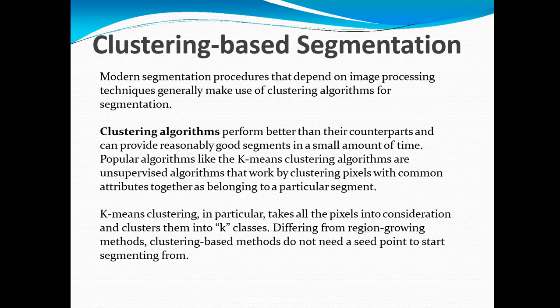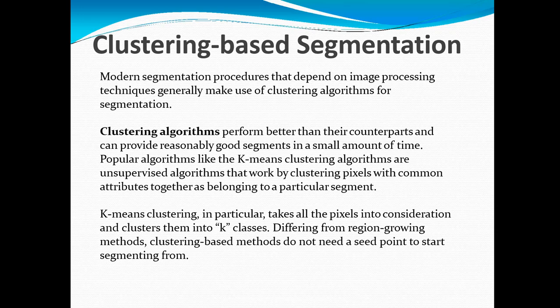Clustering-based segmentation. Modern image segmentation procedures that depend on image processing techniques generally make use of clustering algorithms for segmentation. Clustering algorithms perform better than their counterparts and can provide reasonably good segments in a small amount of time. Popular algorithms like the k-means clustering algorithm are unsupervised algorithms that work by clustering pixels with common attributes together as belonging to a particular segment.